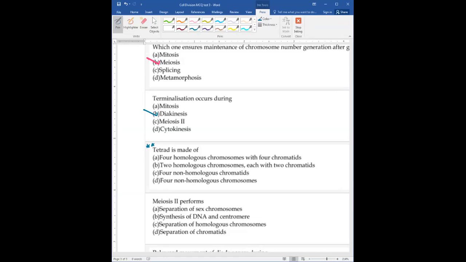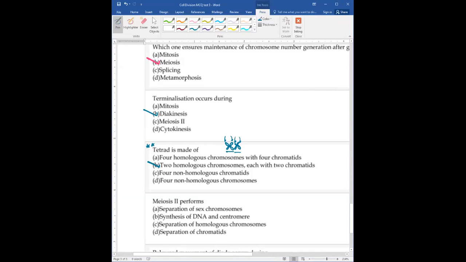So, guys, what is the answer? See, what is a tetrad? A tetrad is this thing. We had said there should be four chromatids. That means it is a tetrad. So how many homologous chromosomes, guys? These are two homologous chromosomes, and how many sister chromatids? Four sister chromatids. Out of that, these two are sister chromatids and these two are sister chromatids. So yes, it is two homologous chromosomes, each with two chromatids.